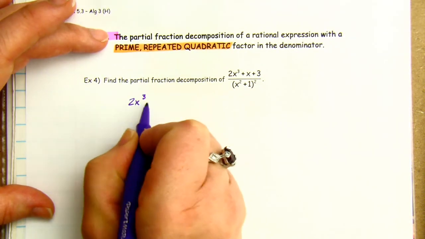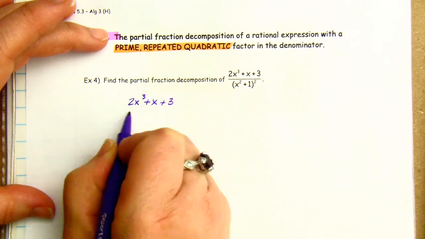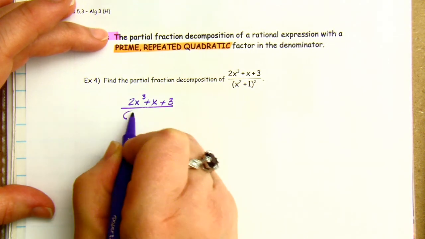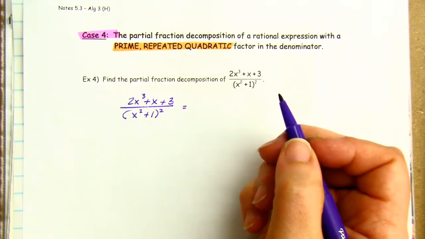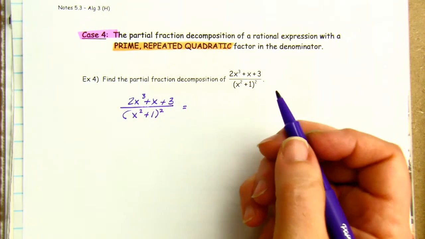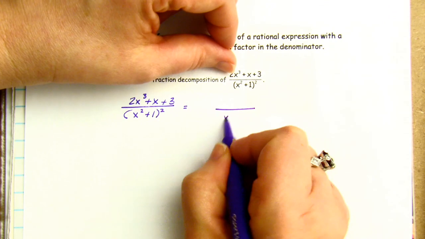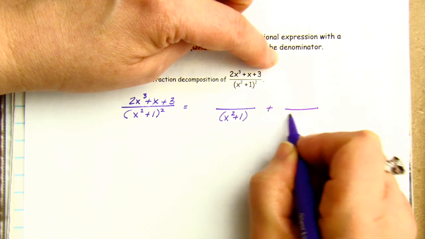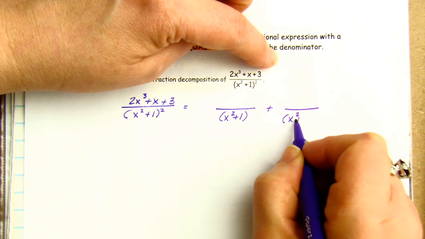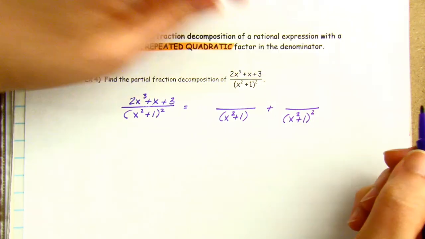2x cubed plus x plus 3 over x squared plus 1 squared. I need 2 fractions, right? I need one for the first time x squared plus 1 showed up, and I need one for the squared part.